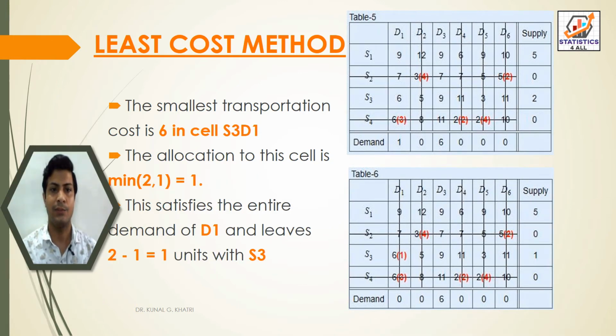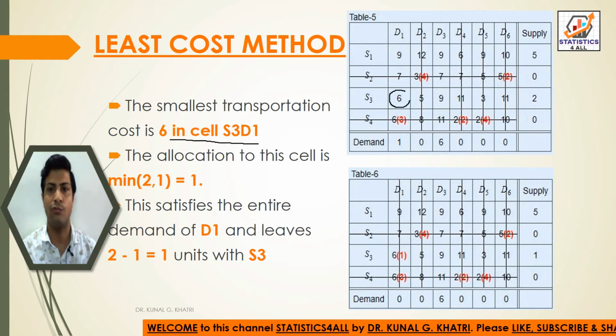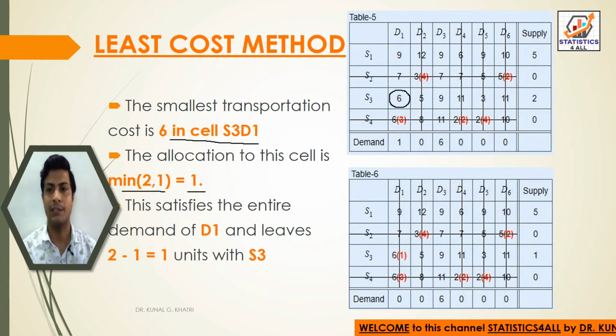Now the smaller transportation cost is 6 in cell S3D1. S3D1. Here we can see that third row first column. The allocation to this cell is minimum of 2 and 1, where 1 is minimum. So supply is here 2 and demand is 1.